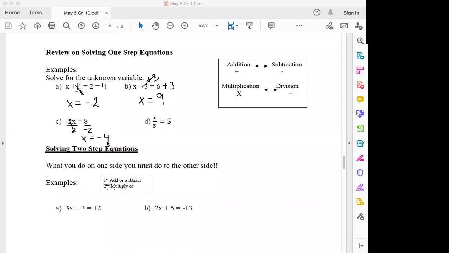And then finally, when it's being divided, we want to do the opposite. So we're going to multiply both sides by 3. So this cancels that out, and we're left with 5 times 5 times 3. My voice is cracking. Okay, so I'm going to erase that, and we're going to go towards solving two-step equations.